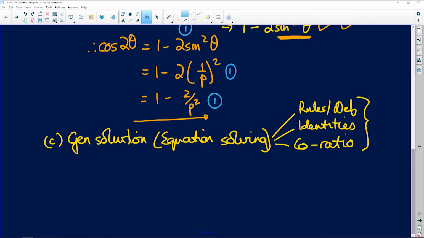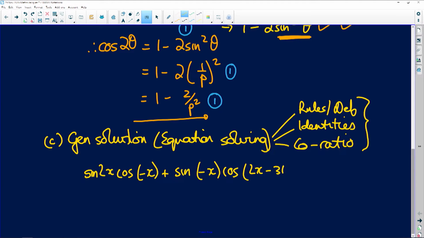The equation they give us is the sine of 2x, the cosine of minus x, plus the sine of minus x, the cosine of 2x minus 360. And they tell us that is equal to the sine of 390 degrees. 6 marks for a general solution.